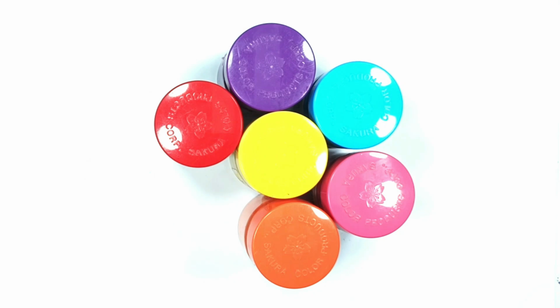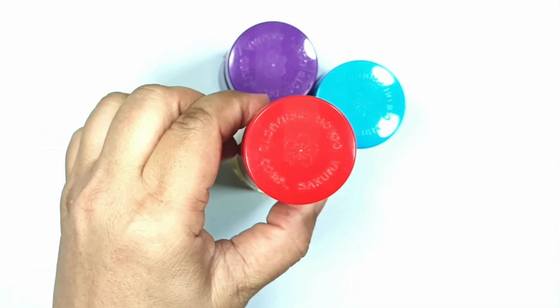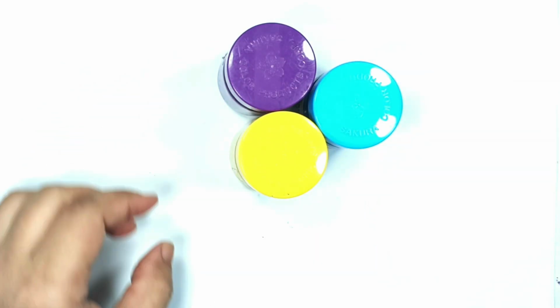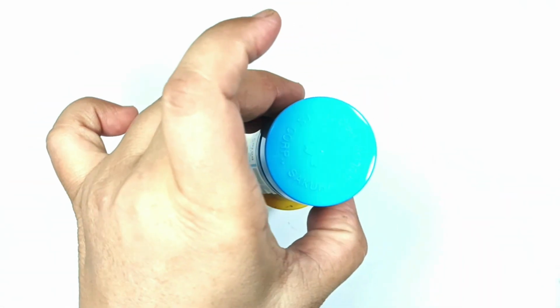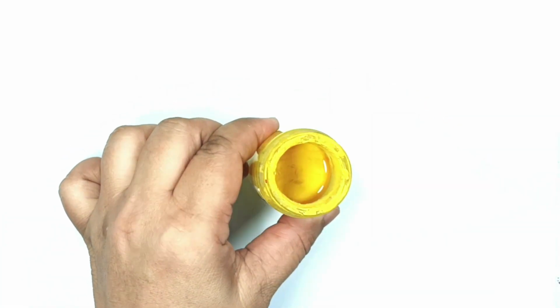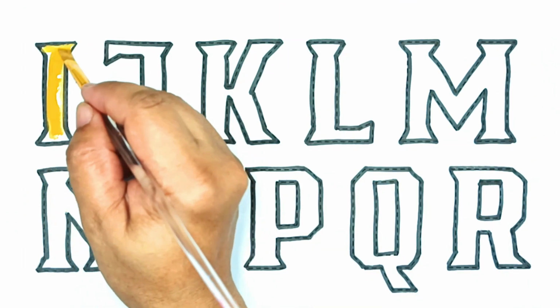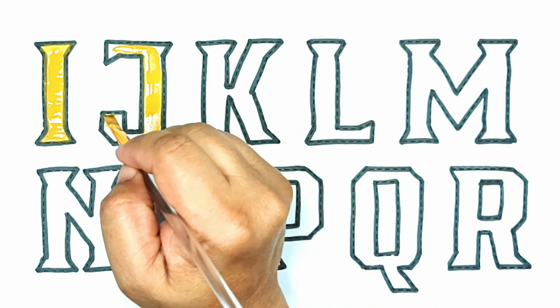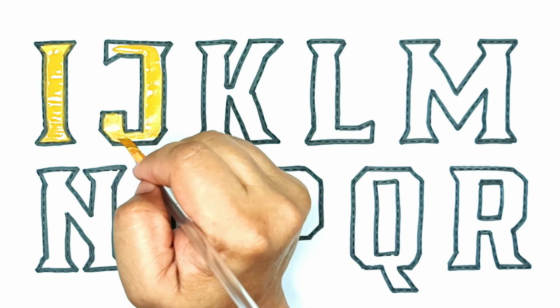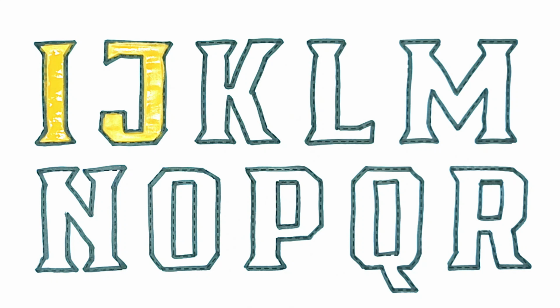Green color, orange color, red color, purple color, blue color, yellow color. I for Indian, I for igloo, I is for island, surrounded by sea. J for jam, J for juice. J is for jam, you eat with your tea.